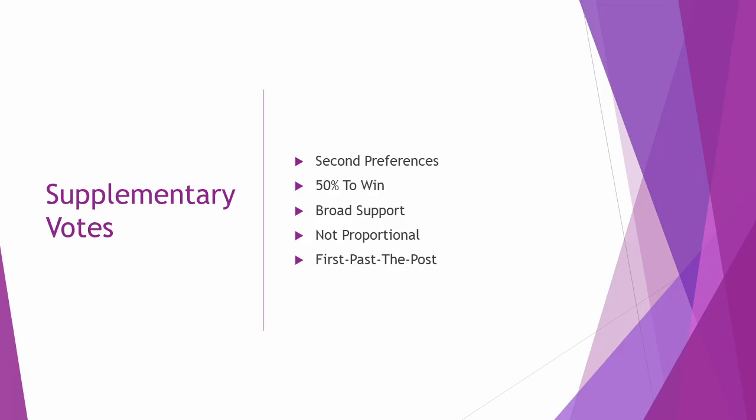The supplementary vote is the voting system used for electing mayors. In this system, each voter has a first and second preference vote. The candidate with more than 50% of the first preference votes is automatically elected. If this does not happen, all the candidates except the top 2 are eliminated and second preference votes are added so that there is an overall winner. One advantage of the supplementary vote system is that it ensures a broad range of support for the winner.